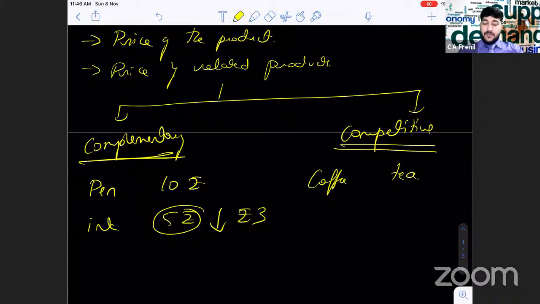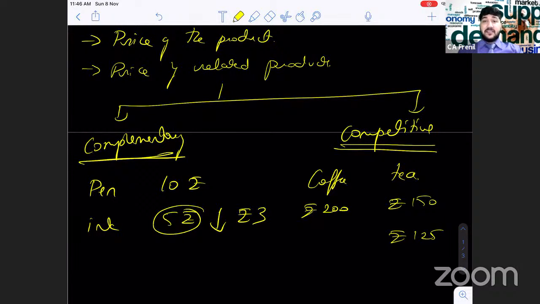Now imagine coffee is being sold at 200 rupees per kg, coffee powder, and tea powder is being sold at 150 rupees per kg. Now imagine that the tea price falls to 125 rupees. When the tea price falls to 125, what happens? The people who are consuming coffee will now consume tea. Okay, this is the same if the price increases.